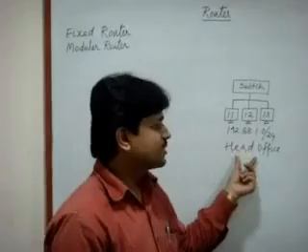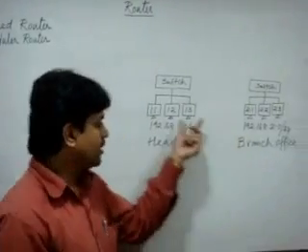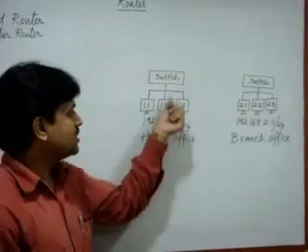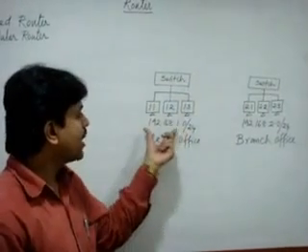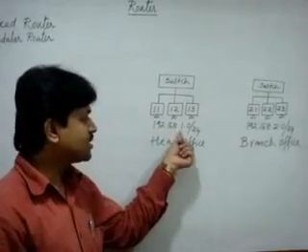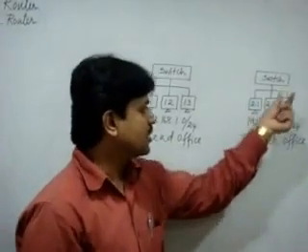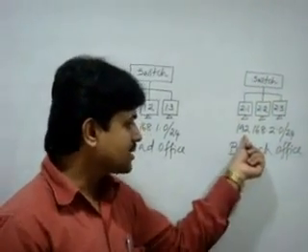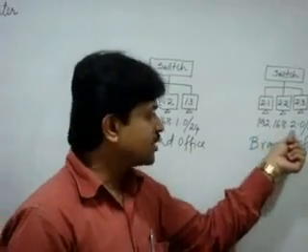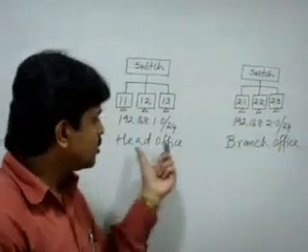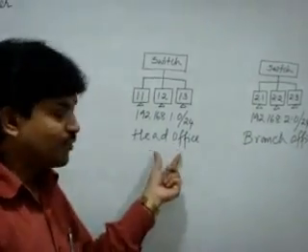We have one head office and a branch office. In the head office, there is one LAN. All these PCs are connected to a switch. These head office PCs are in the 192.168.1.0 network. Similarly, in the branch office, all these PCs are connected to a switch, and this LAN is in the 192.168.2.0 network. Two offices, head office and branch office.